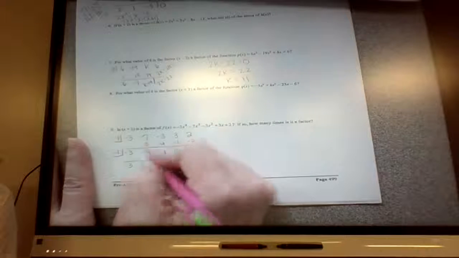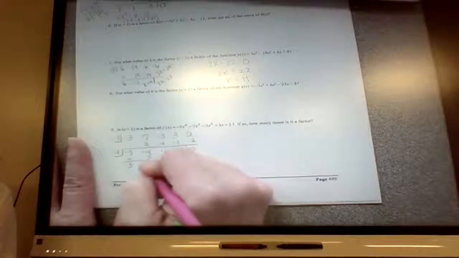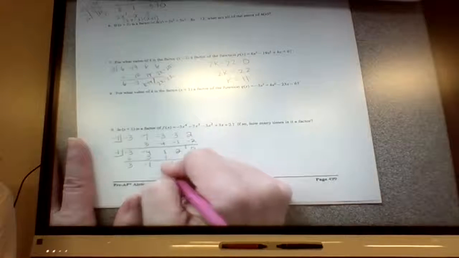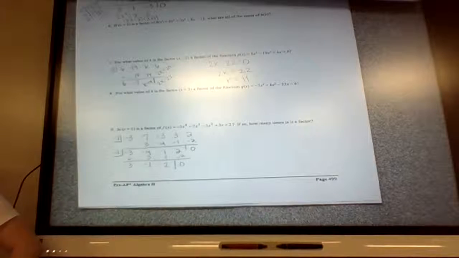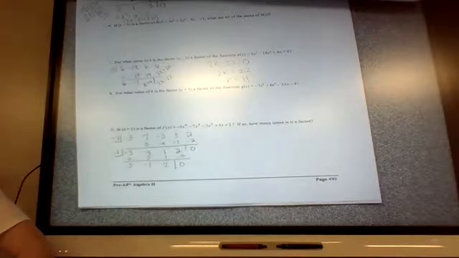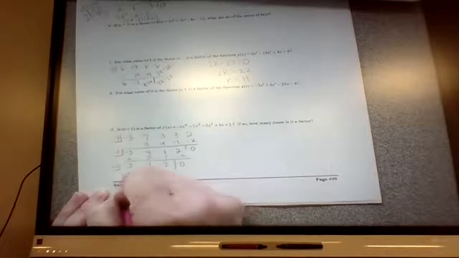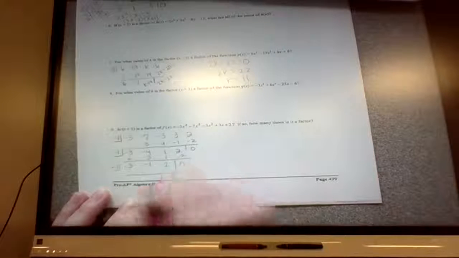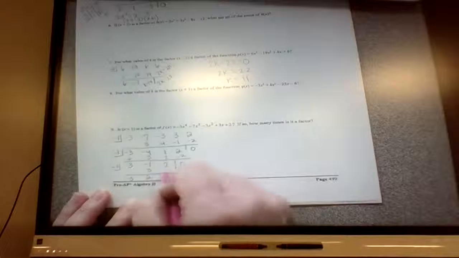So you're going to bring down the negative 3, and that's a positive 3. Negative 1, positive 1, 2, negative 2, 0. So that's a factor. And let's try it again. I'm just going to put a negative 1 right here. You don't have to rewrite it every single time. Negative 3, positive 3, 2, negative 2, 0.